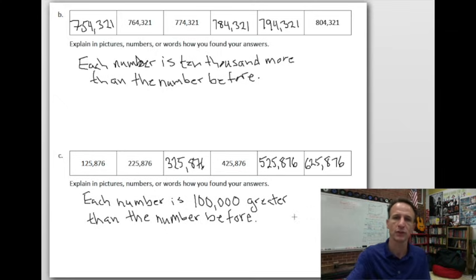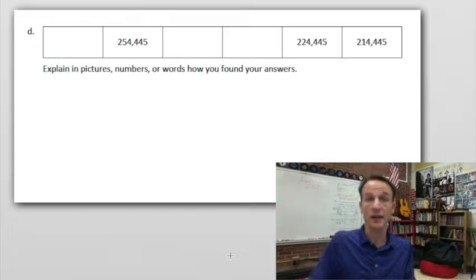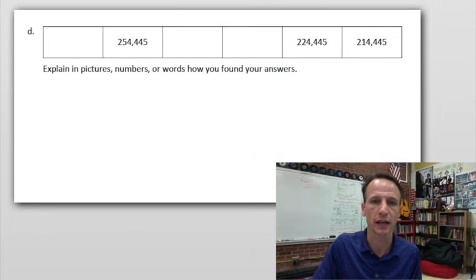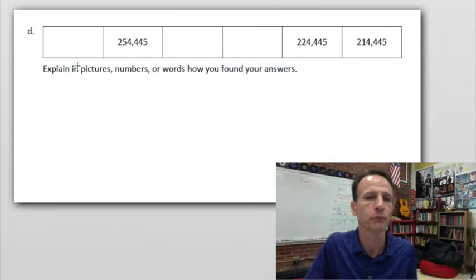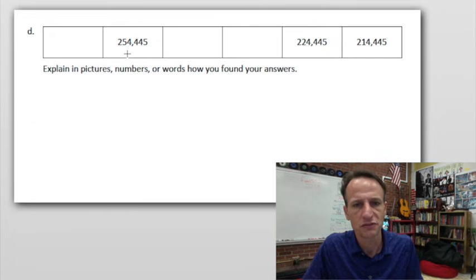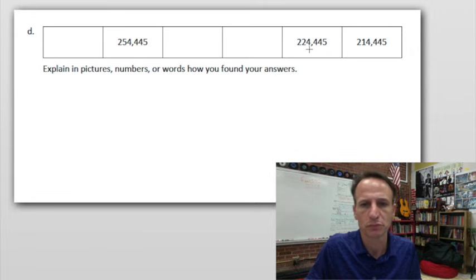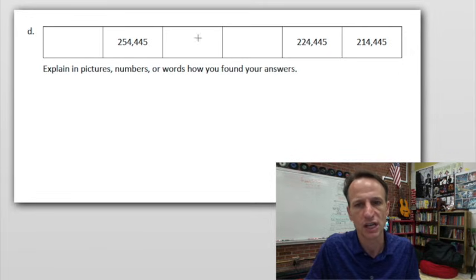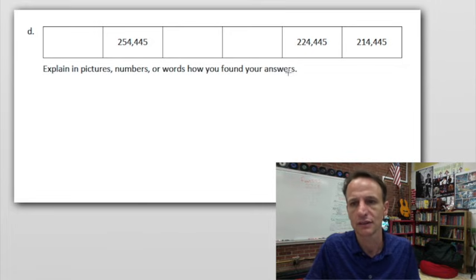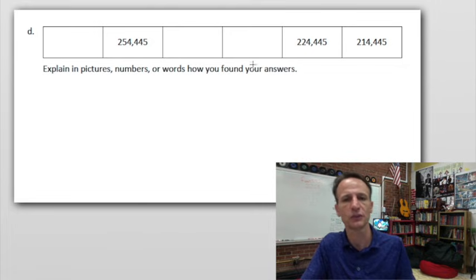Let's finish up number 3 with 3D. All right, 3D. Let's put it in 3D. Okay, explain in pictures. Yep, same thing. Okay. So we have starting with a blank. This one looks like, usually the last one's a little more challenging. 254,445. Well, let's blank and blank. Let's jump and see what's changing in each of these numbers. You see what's changing? Which place? Yes, the 10,000s place is the one that changes.